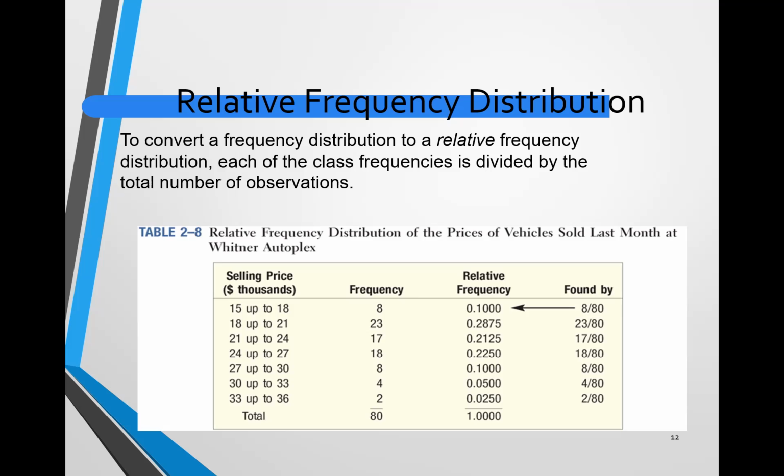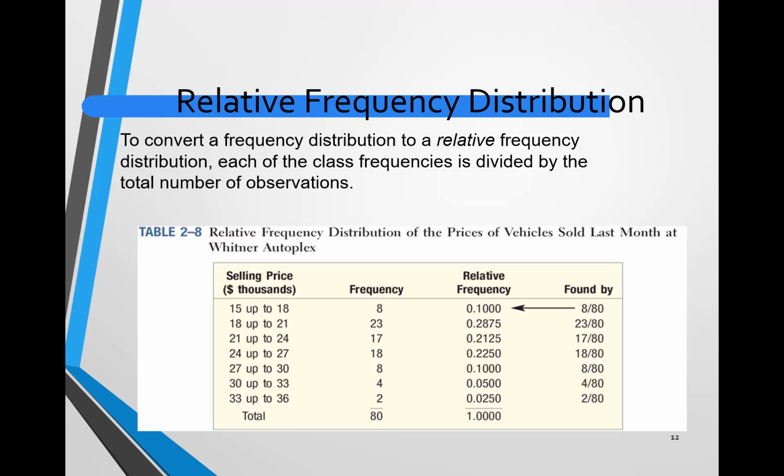23 divided by 80 would be 0.2875, or in other words it would be 28.75%, and so on for each class. You can find relative frequency. Relative frequency will tell us the proportion of each class in the total distribution or total data.